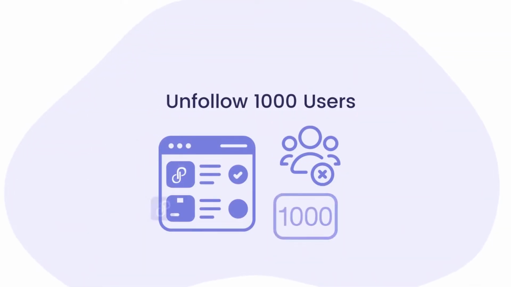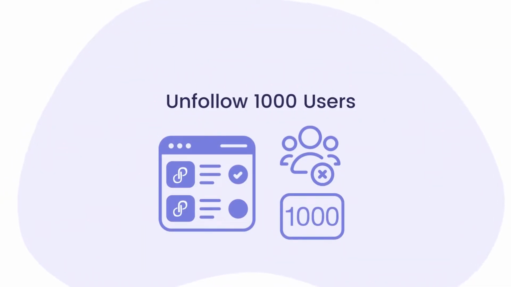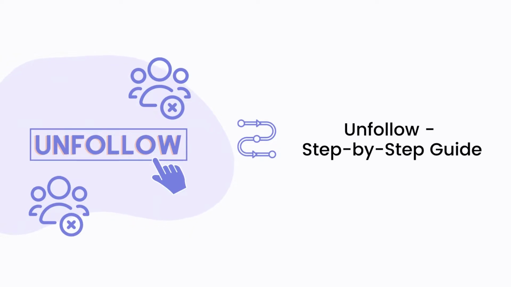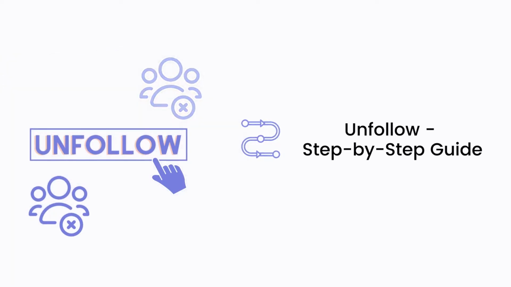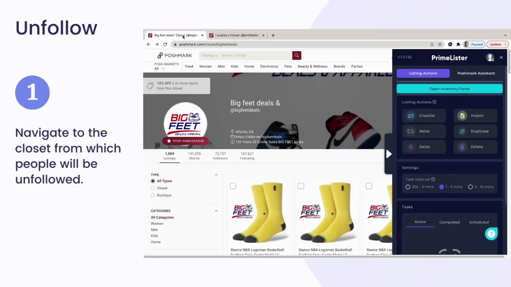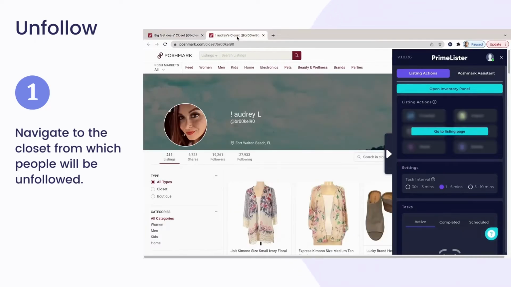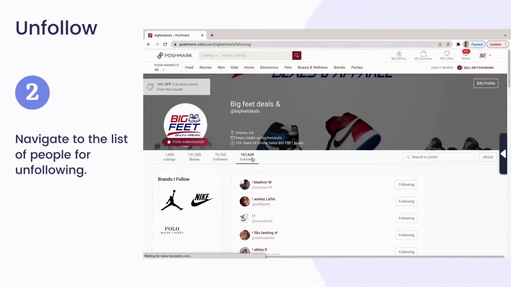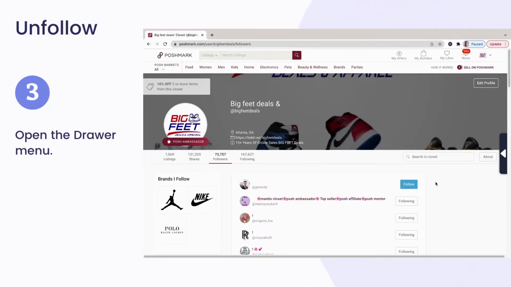You can unfollow up to 1,000 users from followers and following pages of your closet or another closet in each unfollowing task. Let's see step by step how to unfollow people on Poshmark automatically using the PrimeLister extension. Navigate to your Poshmark closet or another Poshmark user's closet on your browser. Navigate to the followers or the following page in the closet you landed on in the previous step.